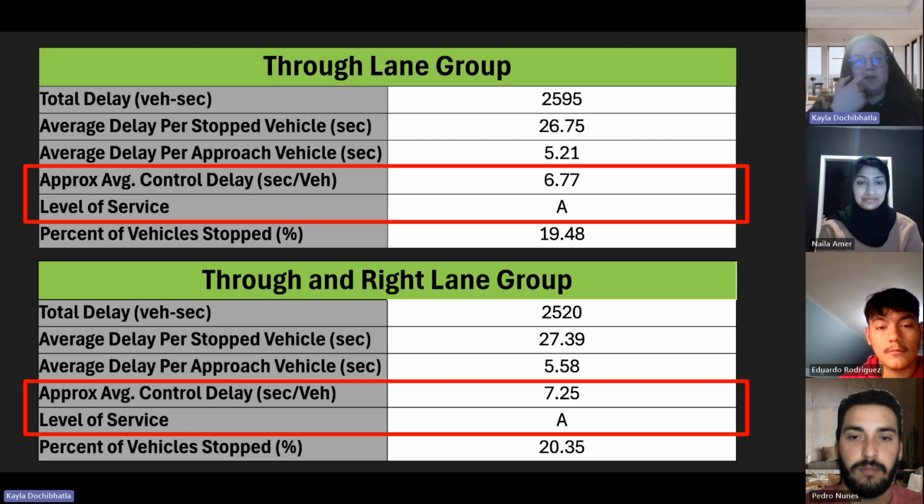So for our through lane group and our through and right lane group, a lot of the results were fairly similar. The ones that we focused more on were the approximate average control delay and the level of service. The level of service was A for each lane group, and the approximate average control delay was 6.77 for the through lane group and 7.25 for the through and right lane group.